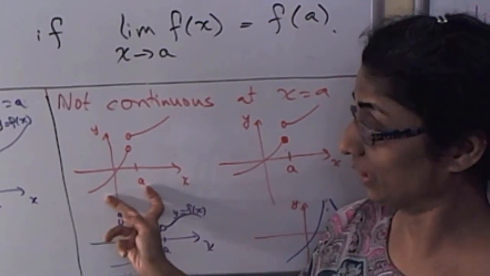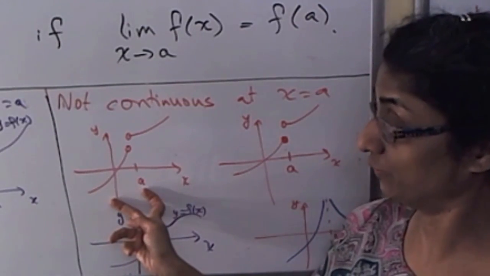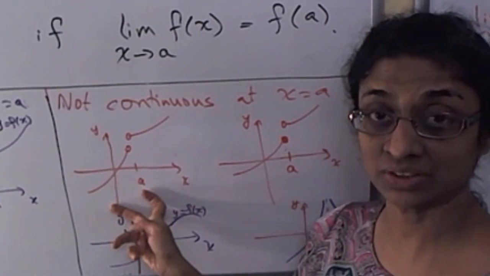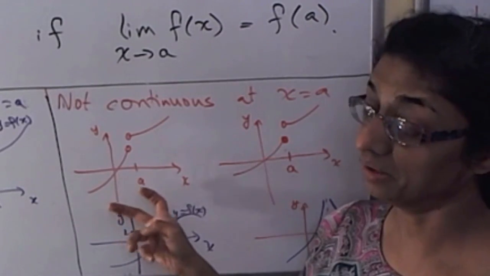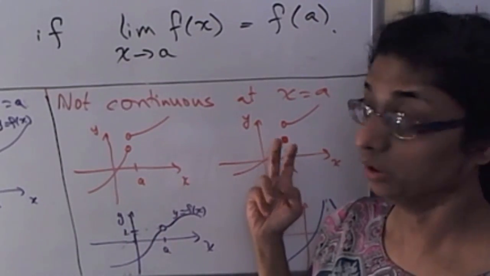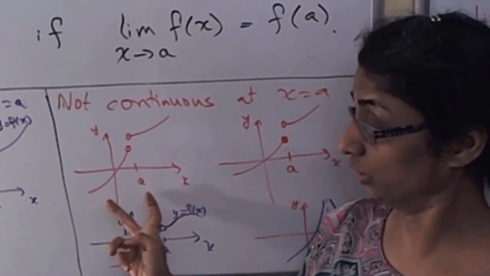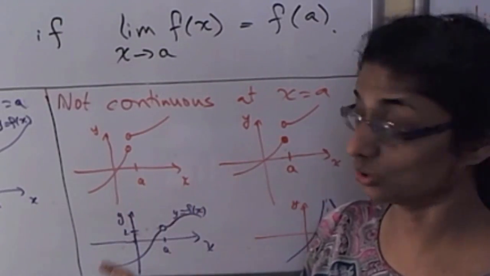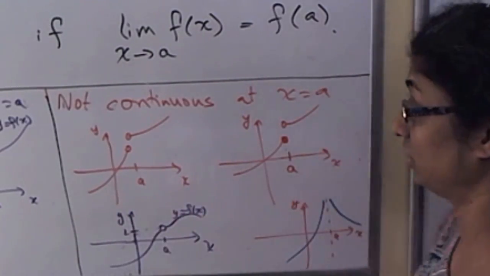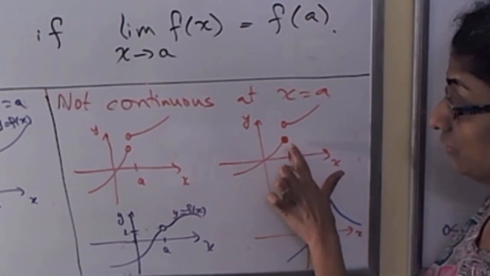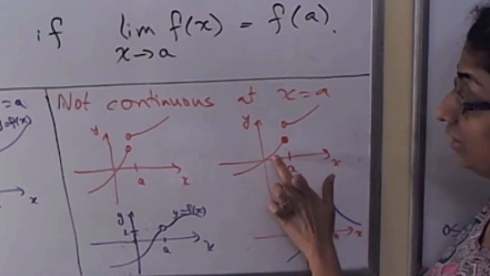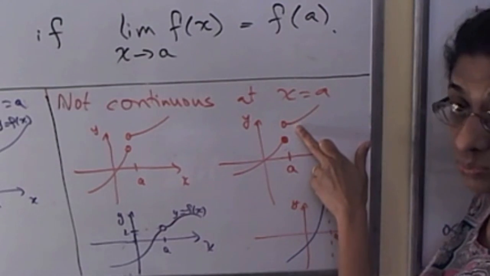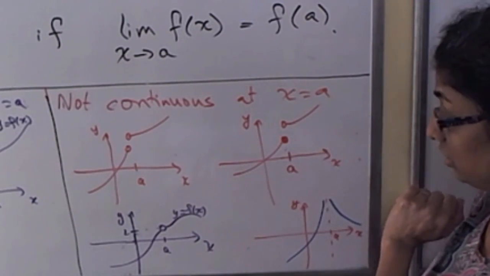So let's look at this example. Here right away you can see f of a is not defined. That itself tells us the function is not continuous, and we could move on to another graph, but also pause and see that the left-hand limit is not equal to the right-hand limit. So there are many reasons why this function is not continuous. Here f of a is defined, but the left-hand limit and the right-hand limit exist but they're not equal. So this function is not continuous.